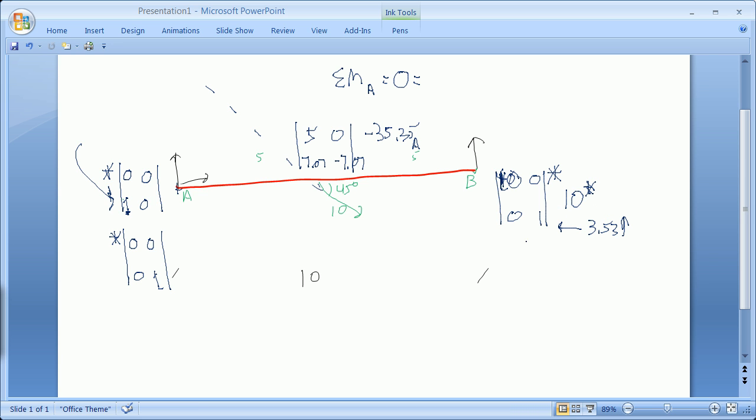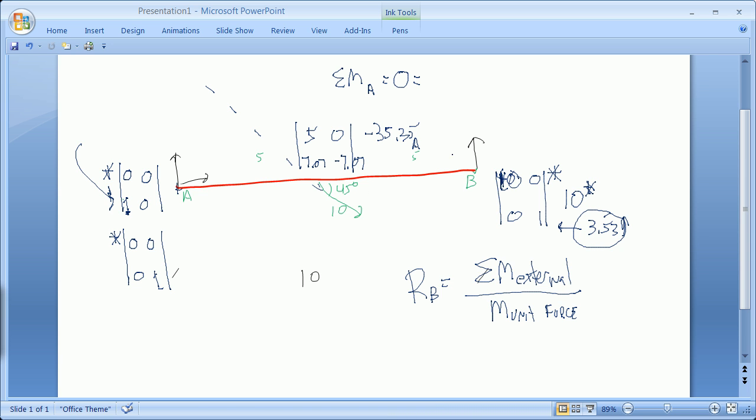Well, basically this value is the ratio of the sum of the moments of the external forces divided by the moment of the unit force. So the reaction at B is actually the sum of the moments of the external forces divided by the moment of a unit force. And so that's how we got our 3.53.